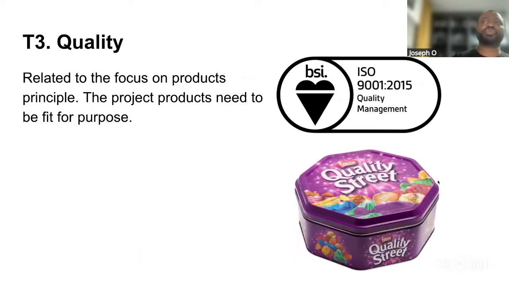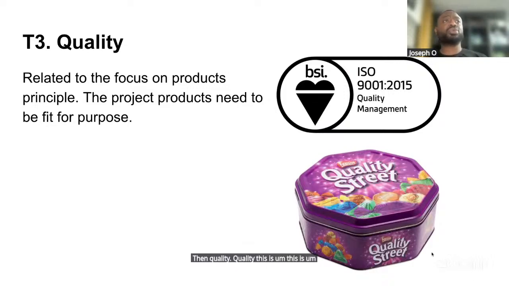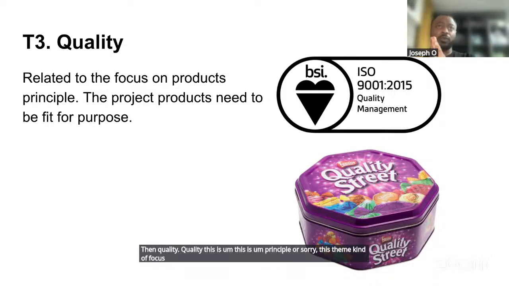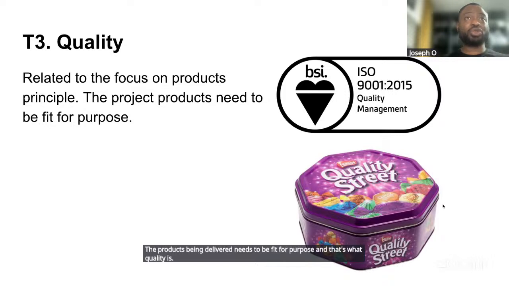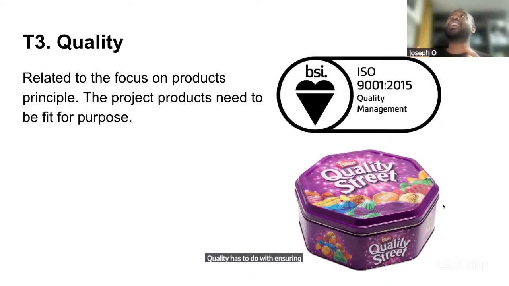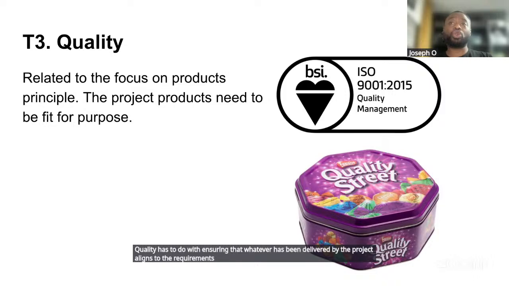Then quality. This theme aligns to the principle of focusing on the product. The product being delivered needs to be fit for purpose, and that's what quality is. Quality has to do with ensuring that whatever has been delivered by the project aligns to the requirements, or is acceptable based on the requirements that were defined at the beginning.